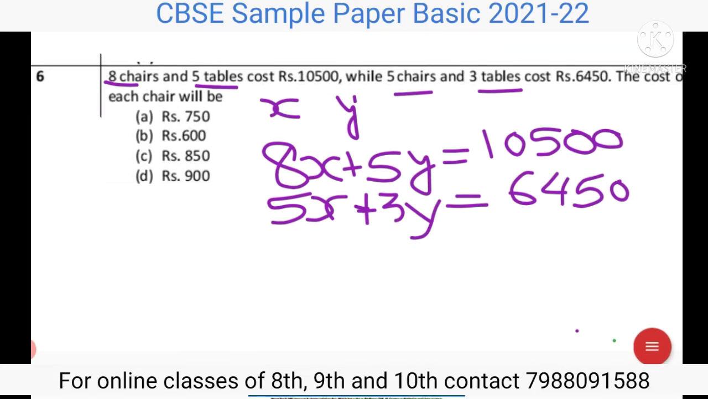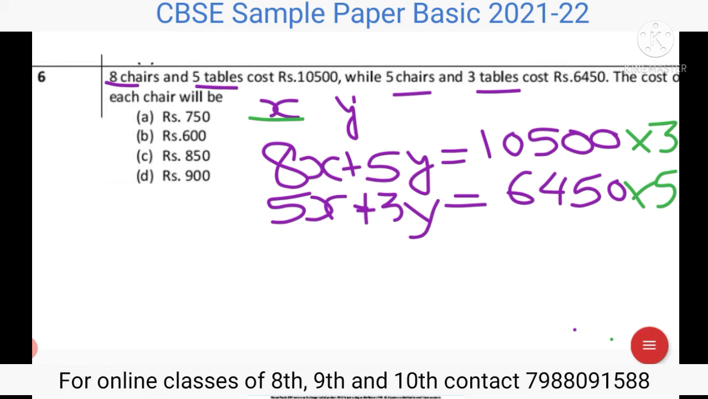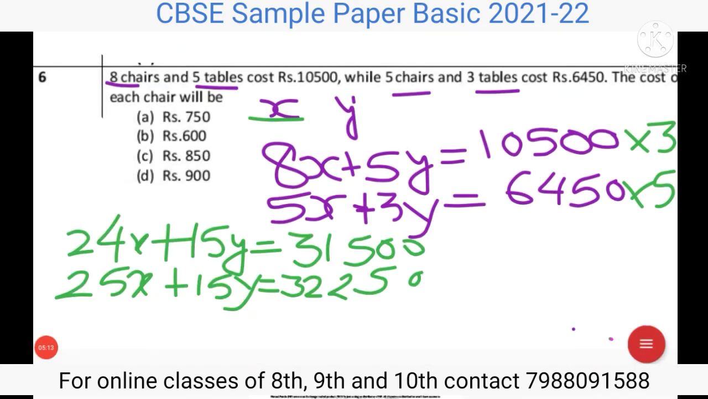Now see, I need to find the cost of a chair, means I only want x. I am not asked the value of y. So let us eliminate y. This will reduce our work. To eliminate y, let us multiply first equation by 3 and the second equation by 5. If you eliminate x and find y, then again you will have to find x. So this can save your time. So what do we get? 24x plus 15y is equal to 31500 and 25x plus 15y is equal to 32250.